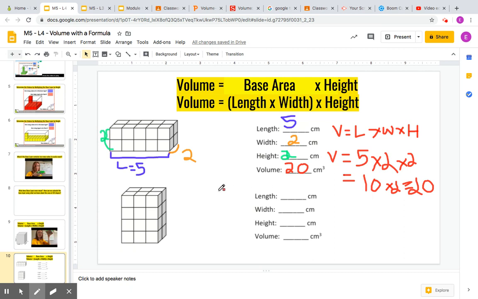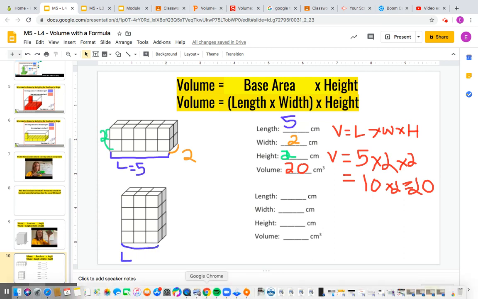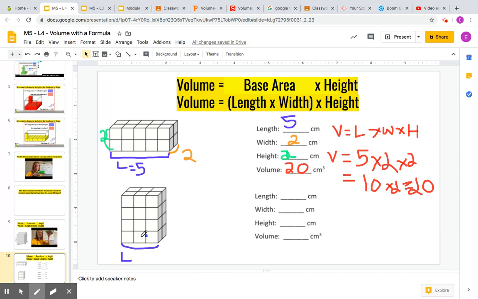Okay, let's try this next one down here. We know we have our length. Our length is how many cubes? 1, 2, 3. So it's 3 centimeters. Let's record that information.